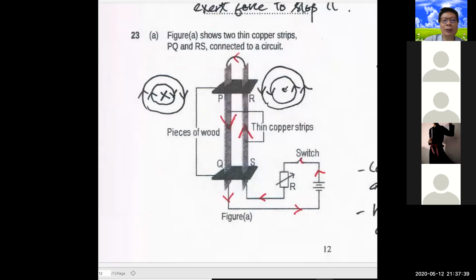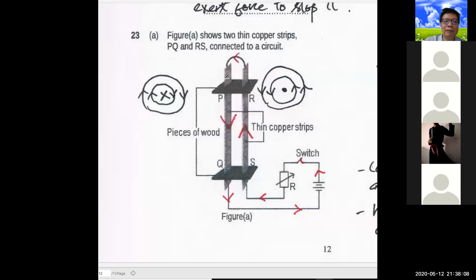Come out, so it's a dot. And current comes out from here, right? So it's a dot, so the direction is anti-clockwise. Use the right-hand grip rule, this hand, okay? Go up means your thumb points up, like this. Then you see your other fingers turn in anti-clockwise direction. So here, the magnetic field is anti-clockwise.